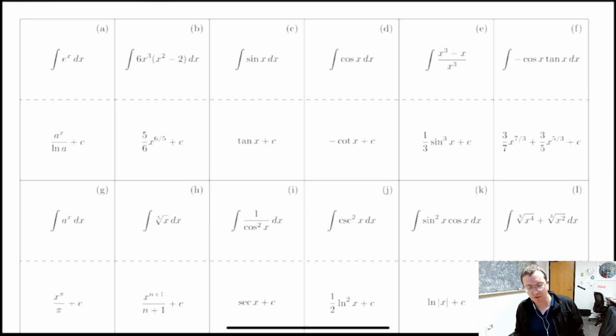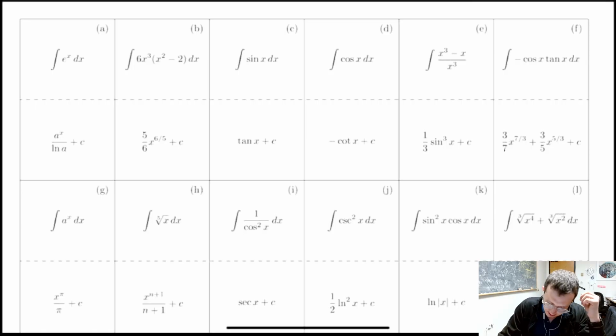After we go through this activity, my plan was to work through the practice exam from spring 2025, and then we'll see where the night takes us. So let's get started.